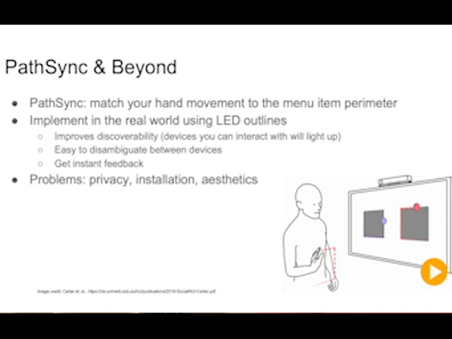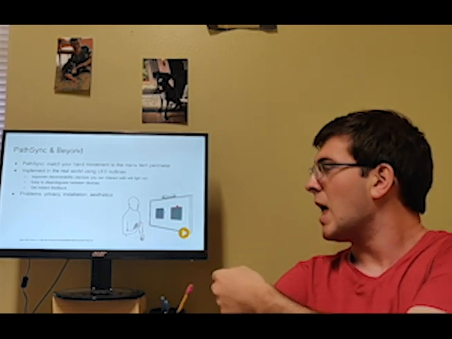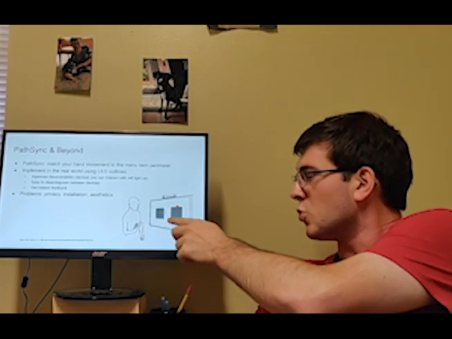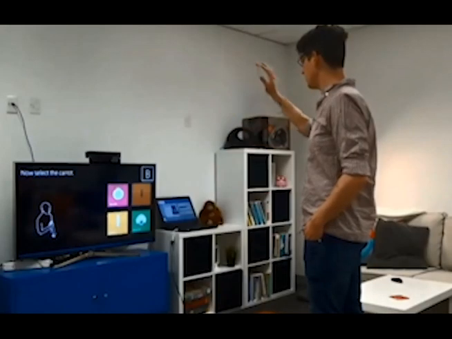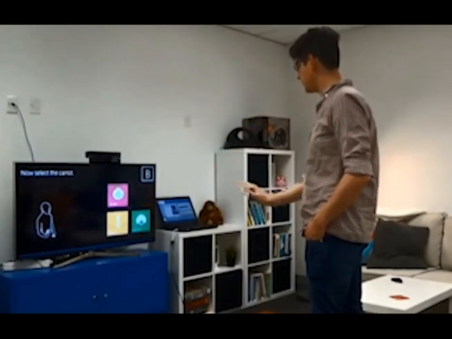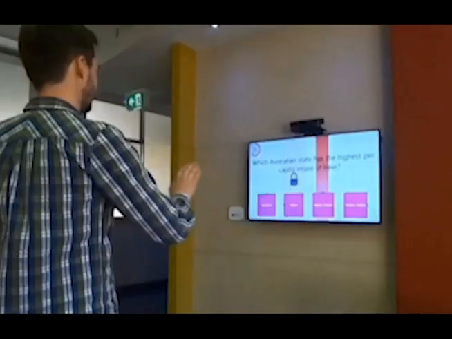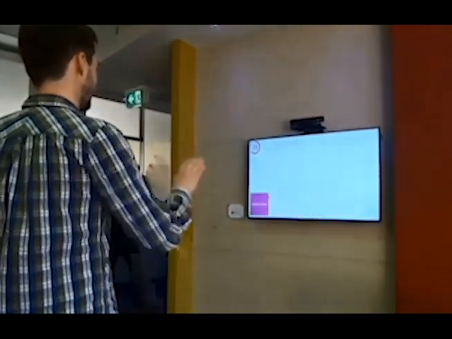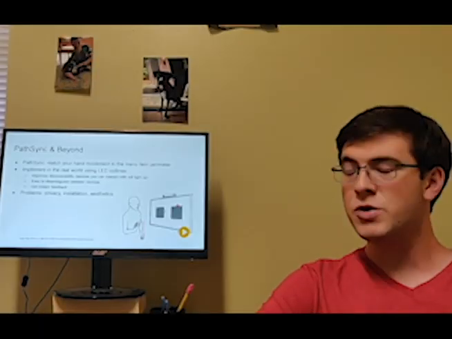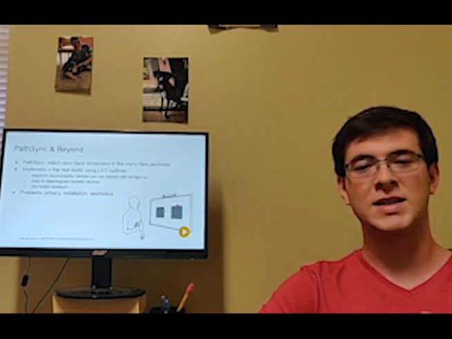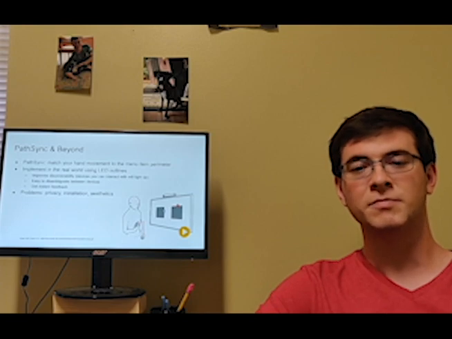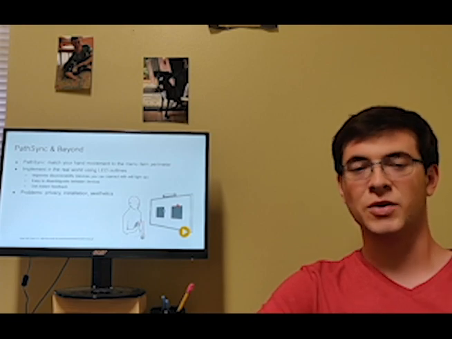Path sync is where if you have a bunch of menu options, like this guy does, it draws beads around each one, moving at different speeds and in different directions. And then the user tries to sync his hand movement up with the bead that's going around the menu option he wants to select. Well, you can do that in the real world too, by just putting an LED outline around each device you might want to control, and then just doing path sync.